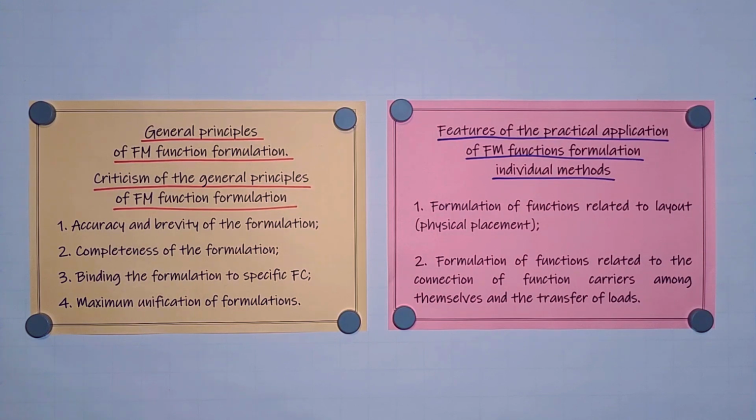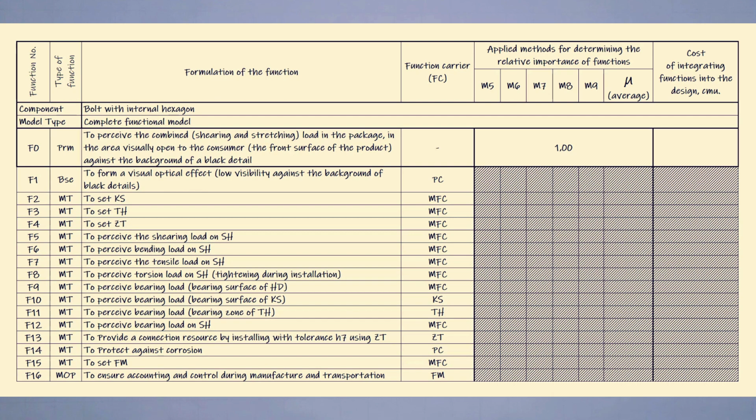Principle number 1 should be discussed separately, since at first glance it's the most concrete of all the above principles, yet it directly contradicts principles number 2 and number 3, since it does not allow for either the completeness of the definition or binding to specific function carriers. Let's consider this contradiction on the example of specific functions.